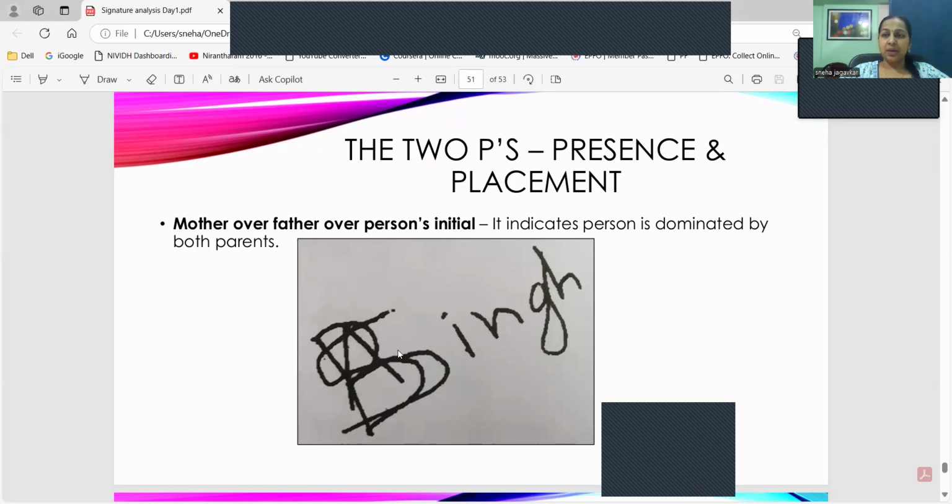So now see, there are people who could be doing this kind of signature. I personally haven't come across any such signature, but just in case, this could be a rare case, and this could be a very common case as well. So it's all up to your destiny if you get to come across such signatures. But again, this is about mother over the father over the person's initial, which obviously means the person is being dominated by both the parents, the father as well as the mother.